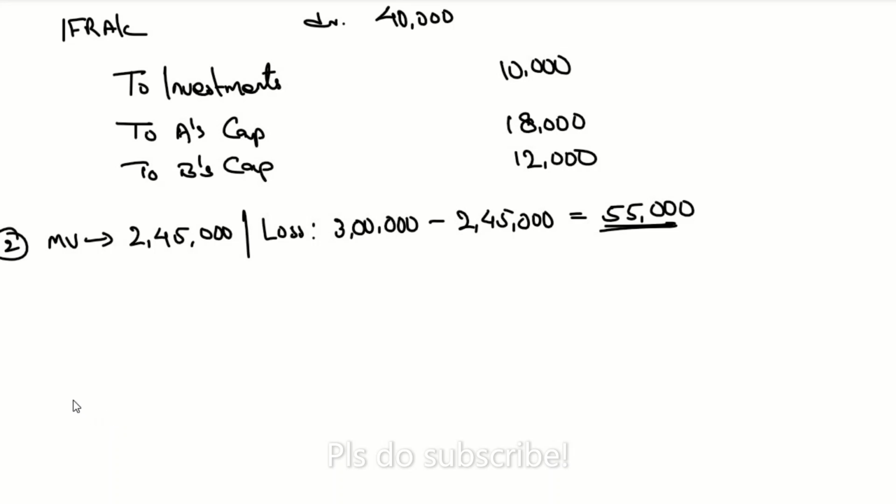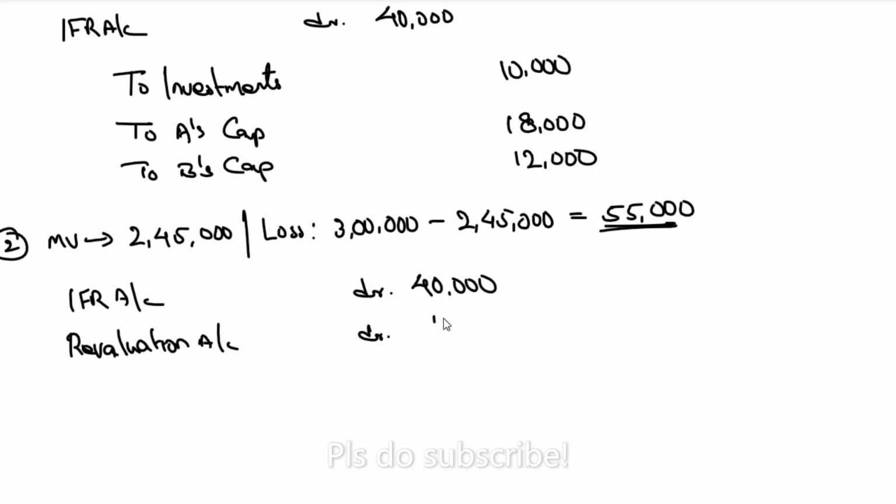So in this case, what will be the journal entry? Investment fluctuation reserve account debit, the entire 40,000 has to be written off. So 40,000, and the loss is 55,000. So 55,000 minus 40,000, it is 15,000. That we will put on revaluation account. Revaluation account debit 15,000. Now we can bring down the value of the investment, to investments, by 55,000.